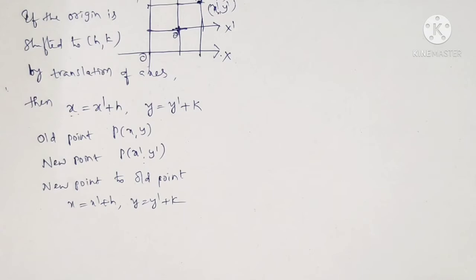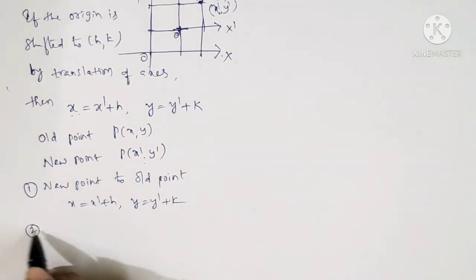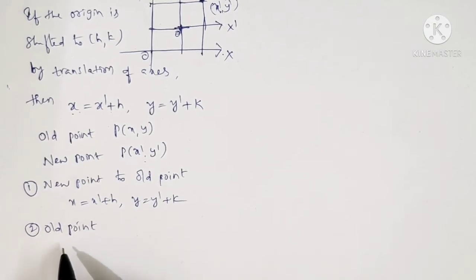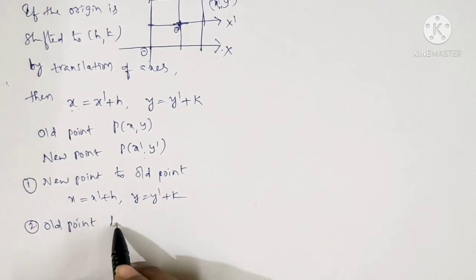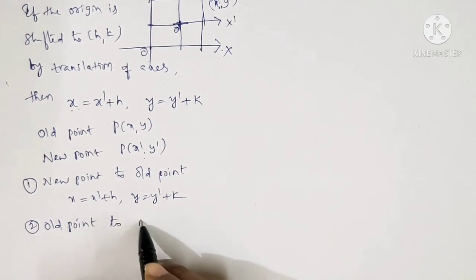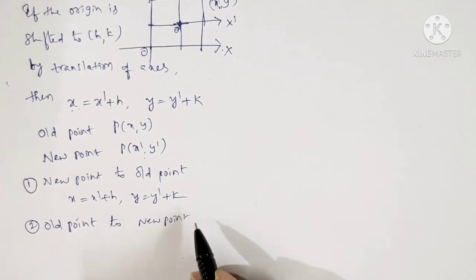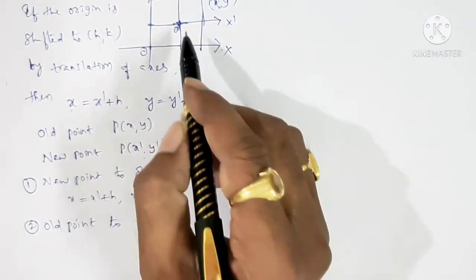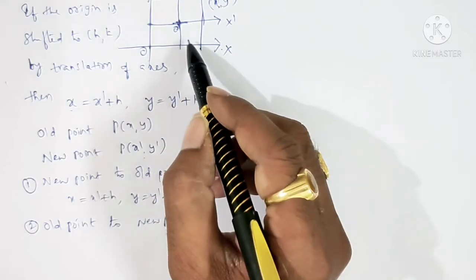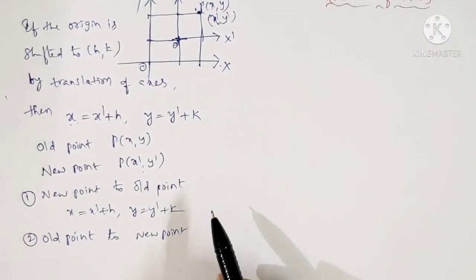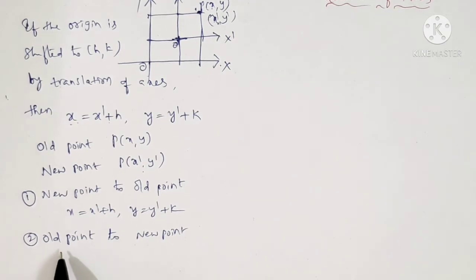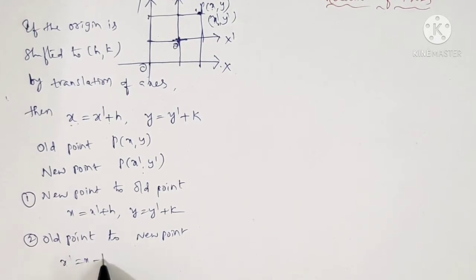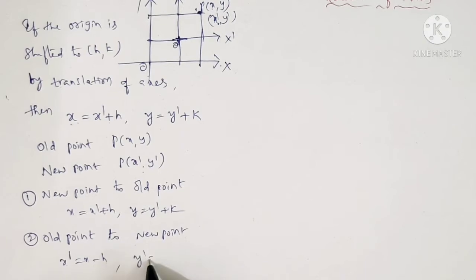If they give the old point, the point which is in the original system, then we have to find the point which is in the new system. Here the new point means the point in the new system, the new coordinate axes. OX, OY is the old Cartesian system. O dash x dash and O dash y dash is the new Cartesian system. Now, old point to new point: they give the old point and we have to find the new point. Then from this we can write x dash is equal to x minus h and y dash is equal to y minus k.